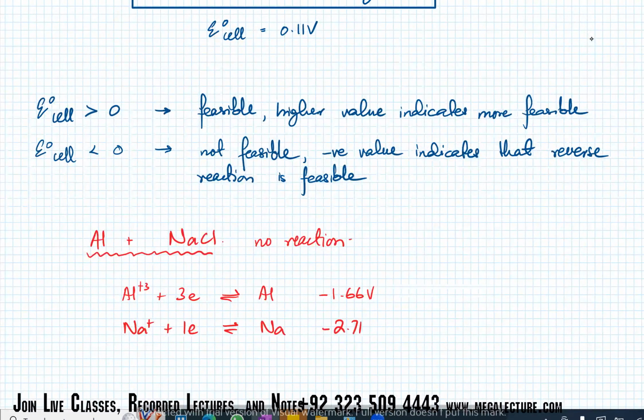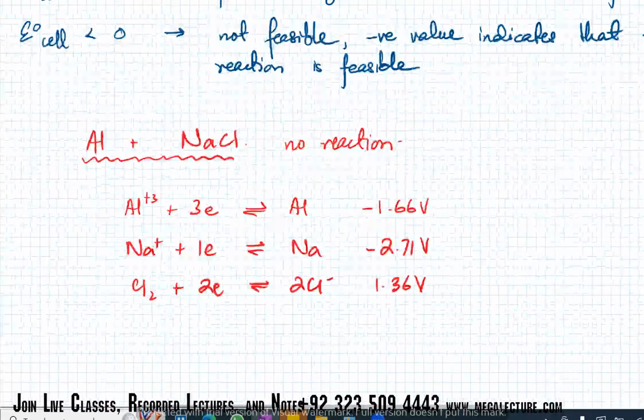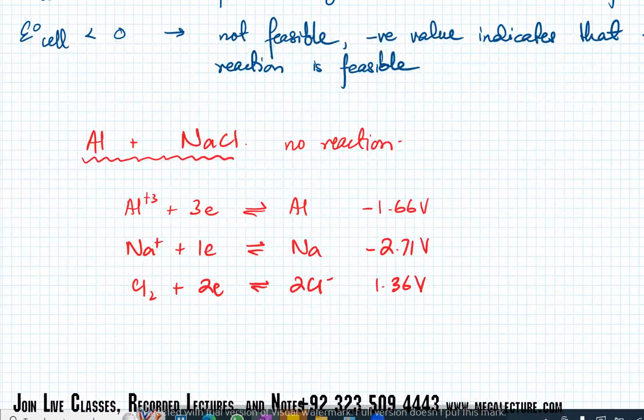This one is minus 2.71 volts, and then you have the last one, which is Cl2 in equilibrium with 2Cl-1. That's 1.36 volts. So now the idea is that the higher potential is the one that's going to gain electrons. The lower one is the one that's going to lose electrons.